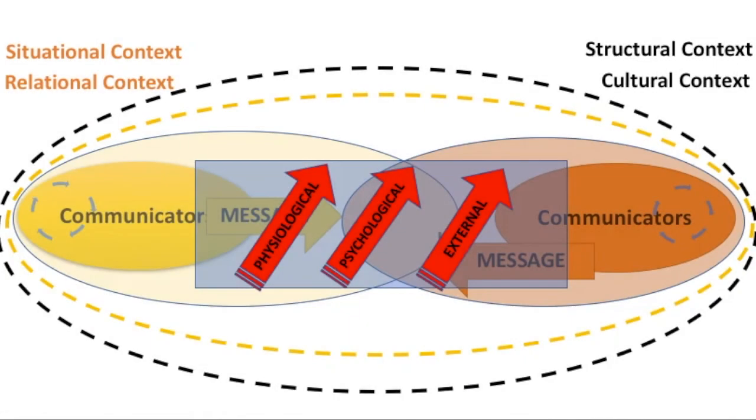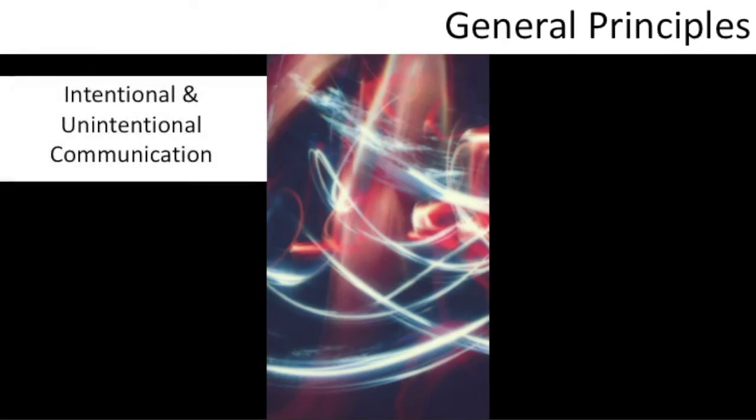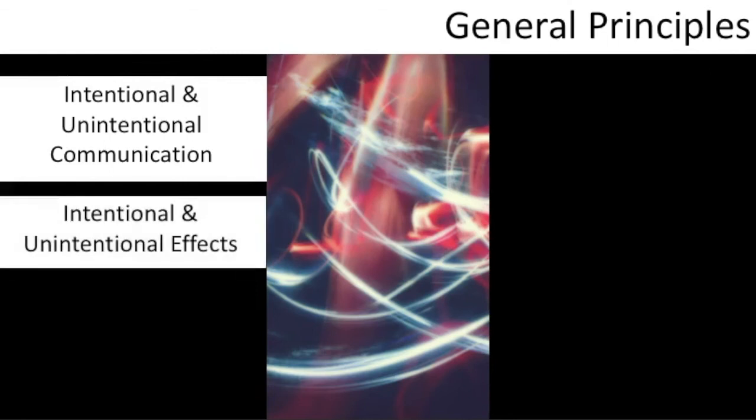So given what we've learned from these communication models, what general principles can we identify that can help us when analyzing communication, particularly as it relates to conflict situations? First off, remember that communication can be intentional or unintentional. This means that while we can shape how we communicate in conflict situations, we can't totally control the messages that we send or how those messages are interpreted by the other party. Or in other words, our communication has both intentional and unintentional effects.